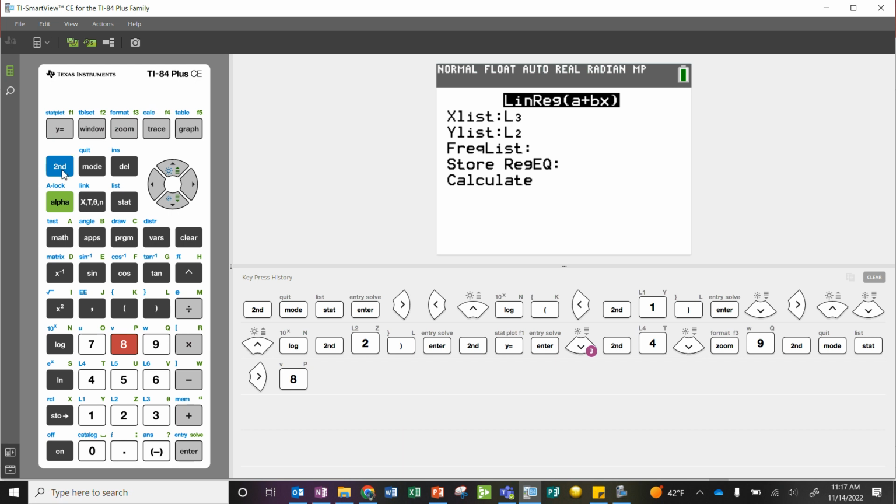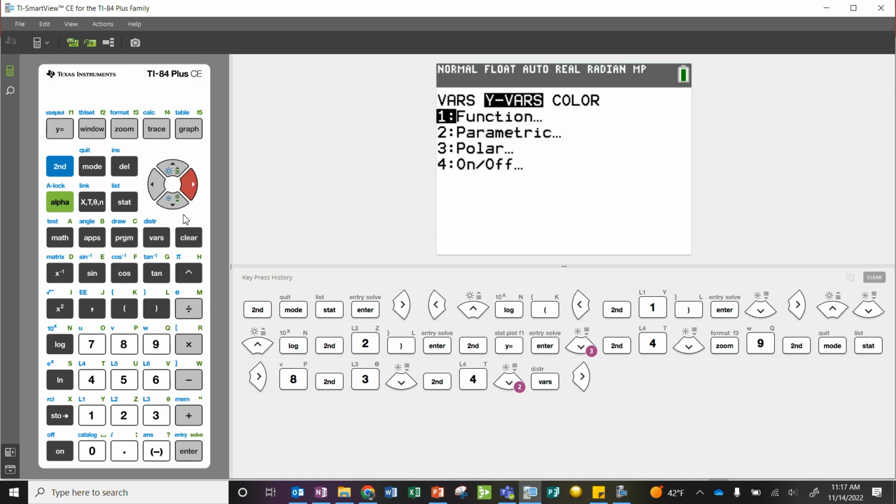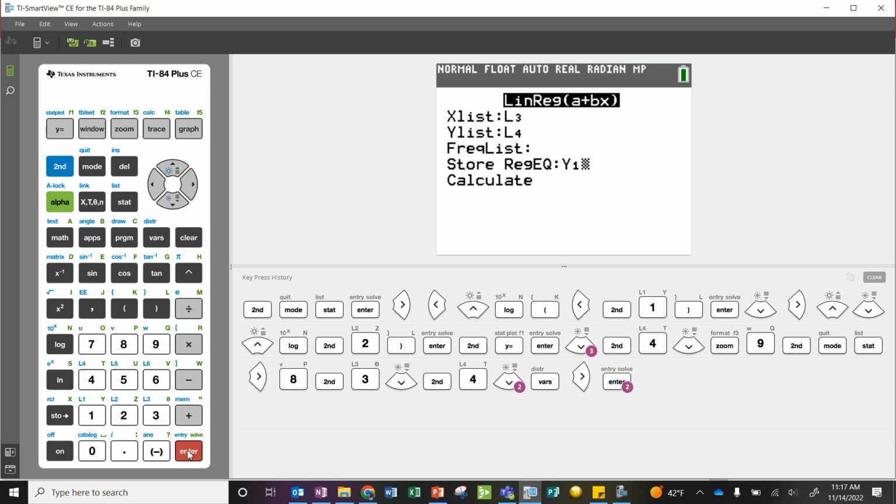So L3, L4, and then if I wanted to, I could store the regression equation into y1 or y2 or whatever function I would like to. And when we store something in here, you'll see why in a couple minutes. It's not quite as useful as it was previously. I'll explain that in a little bit, but you can still do it if you want to.